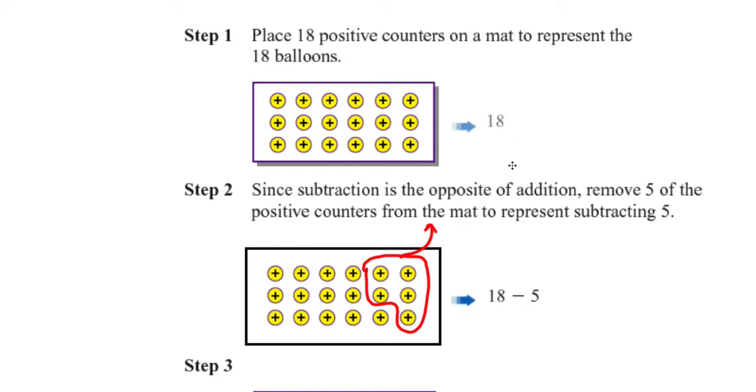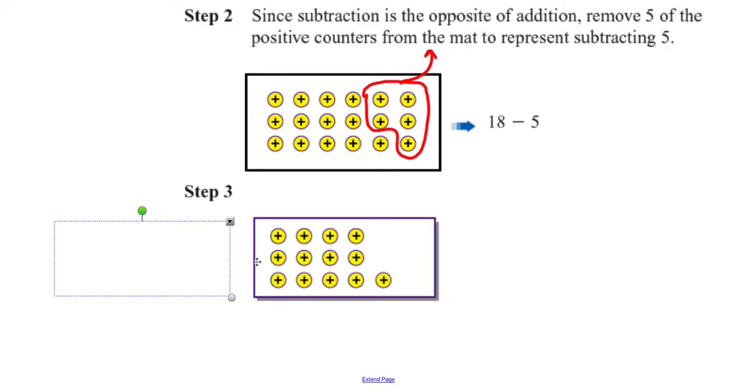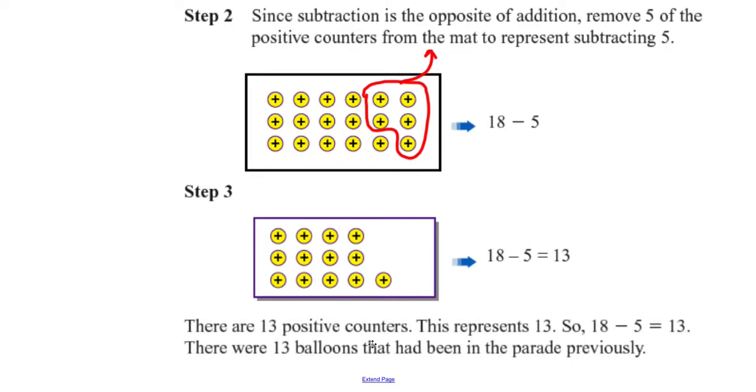This represents 18, of course. Then we know for a fact that with that we have 13 counters left, which represents 18 minus 5 will give you 13. That's simple enough. So there were our 13 positive counters. This represents 18 minus 5 equals 13. There were 13 balloons that have been in the parade previously. So that's easy enough.